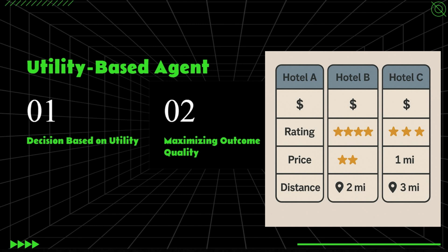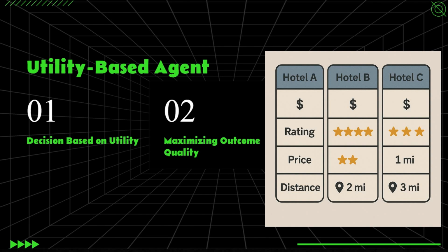So in short, a utility-based agent doesn't just focus on reaching the goal, it focuses on how good or useful the outcome is. It uses a utility function to compare options, and its aim is to maximize the overall satisfaction.